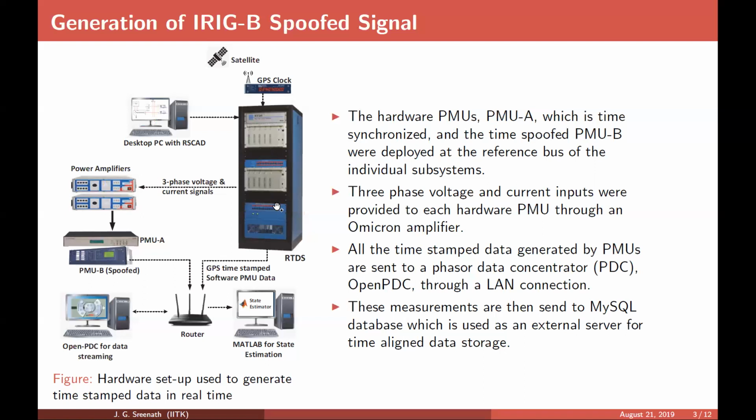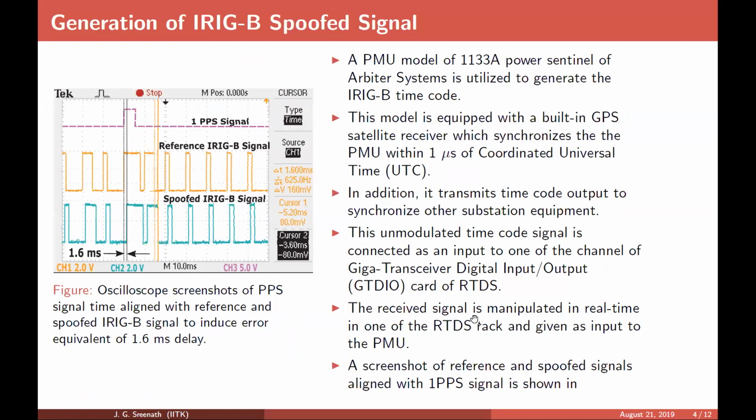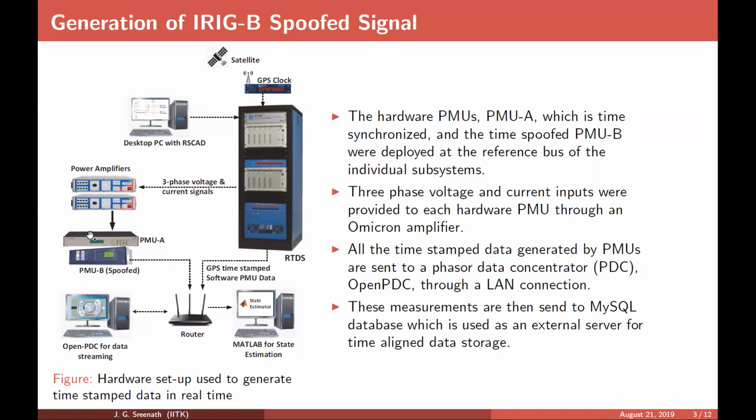The RTDS has a delay block. This delay block is used to manipulate the time signal in real time. And this information is then fed back to the SEL PMU, which is the spoofed PMU. So here you generate the signal, and here is the original IRIG-B signal, the unspoofed one in the R-byter PMU, which has an inbuilt synchrophasor clock or a GPS clock, and the PMU B signal, which receives the spoofed IRIG-B signal from the R-byter PMU.